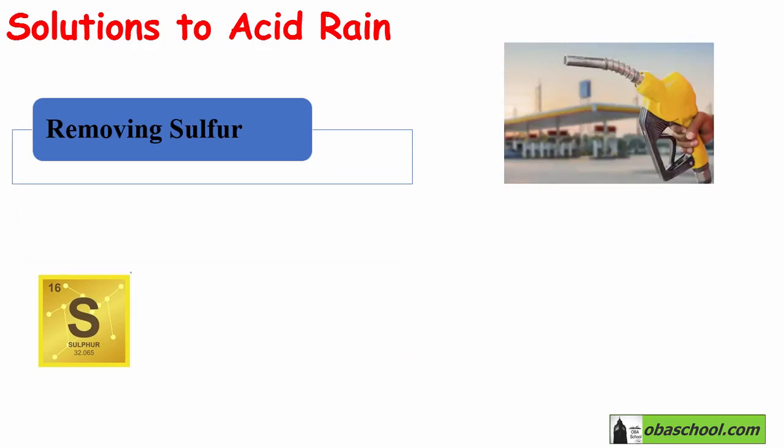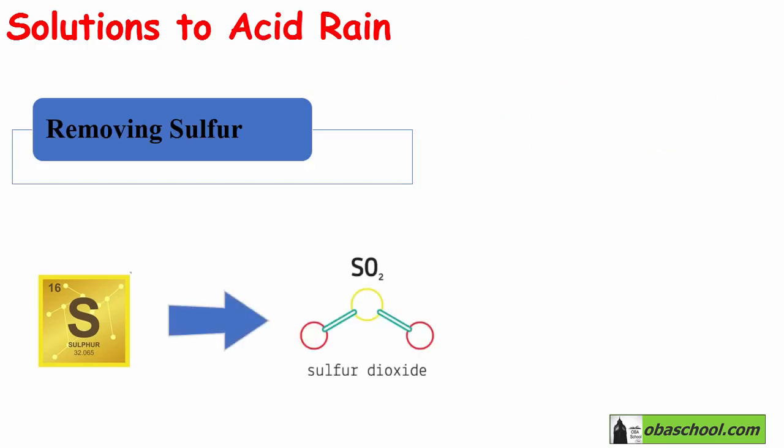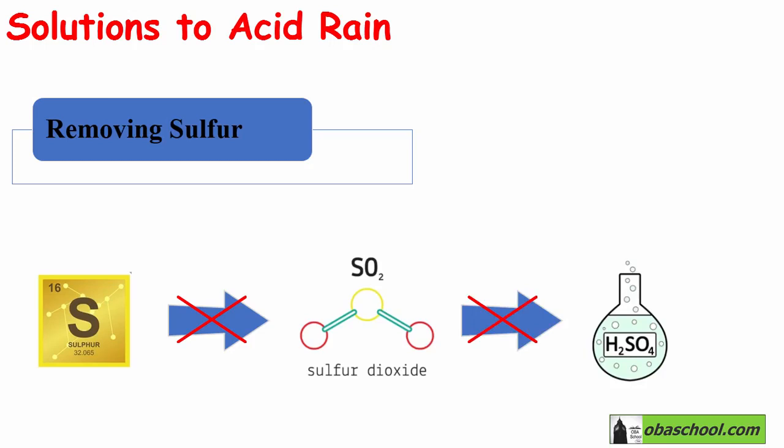First of all, we can remove sulfur from fuels which are used to give energy or power. Thus, sulfur dioxide, SO2, will not be released, and therefore it won't react with water vapor and oxygen in the air to produce sulfuric acid, H2SO4. So by removing sulfur from fuels, we are inhibiting the release of sulfur dioxide into the air, which can react with water vapor and oxygen to produce sulfuric acid.